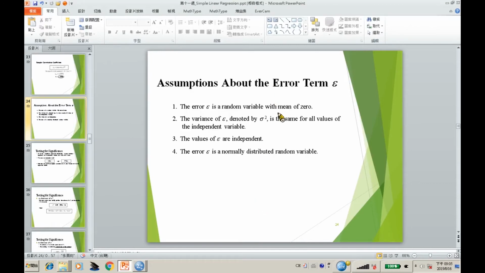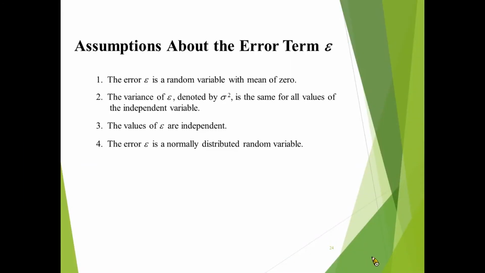So the assumptions about the error term. The error epsilon is a random variable with a mean of 0. The variance of epsilon, denoted by sigma squared, is the same for all values of the independent variable, and the values of epsilon are independent. The error epsilon is a normally distributed random variable.